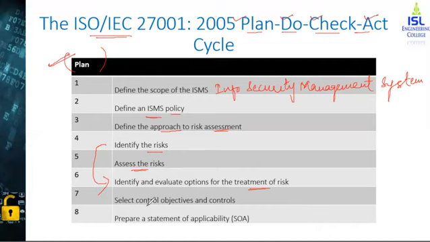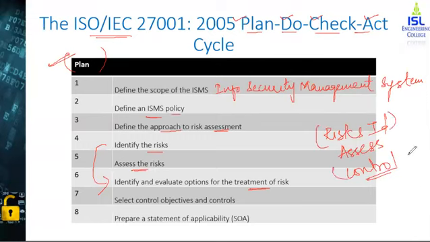Then select the control objectives and controls. When you know the different risks, like risk identification is done, then you're going to assess all the risks. Once you've assessed the risk, you're also going to identify how you're going to control it. Based upon the type of risk, you need to identify how it is going to be controlled. If you remember, we've studied this in detail within the previous classes. Then prepare a statement of applicability. When you know what the different controls are, you also need to know how you're going to apply all of these controls so that you can reduce the impact of risk.